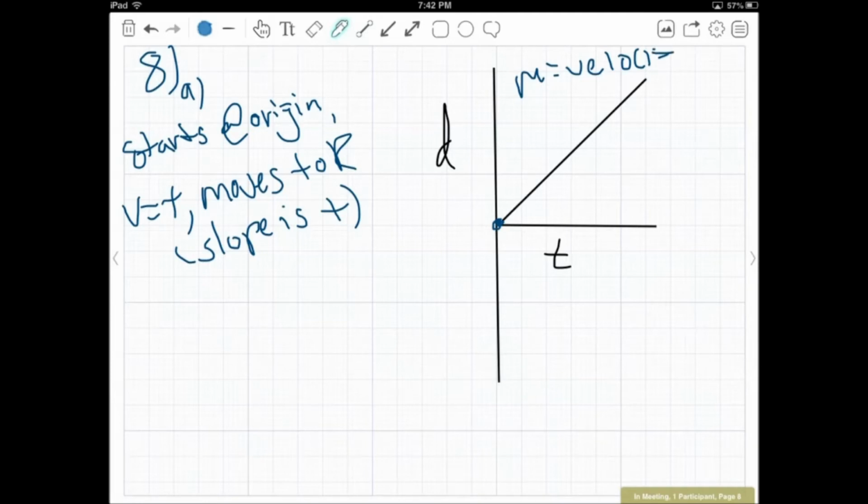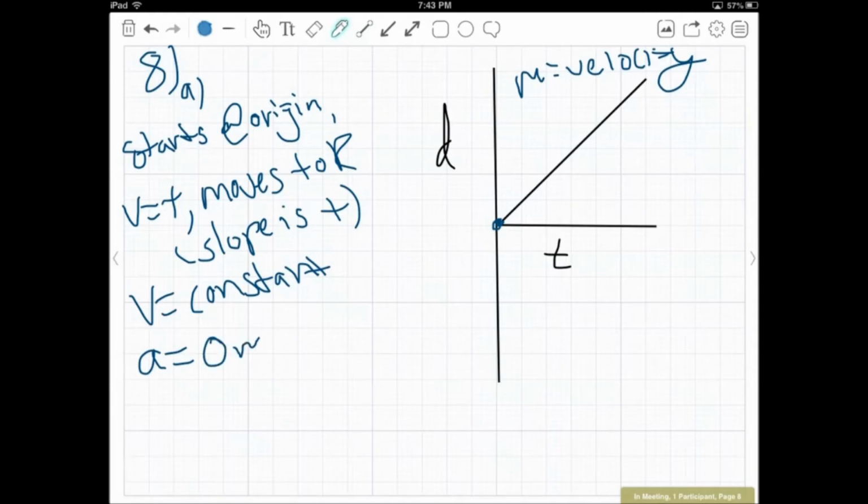Whatever, velocity. Okay, because the slope is positive. We can also say that the velocity is constant because we have a straight line. Remember, constant slopes make a straight line. So if the velocity is constant, then the acceleration has to be 0. Remember, acceleration is change in velocity. If your velocity isn't changing, then there's no acceleration. So that's 8A.